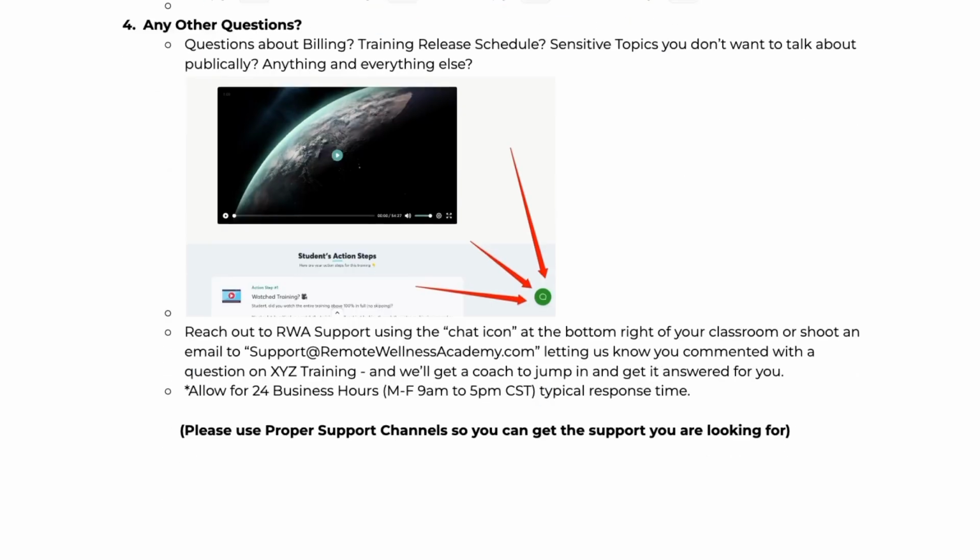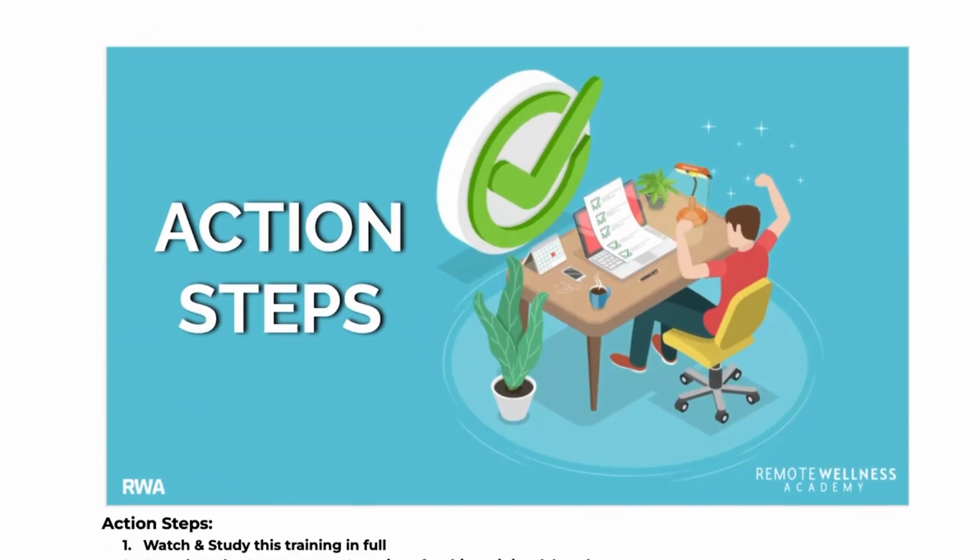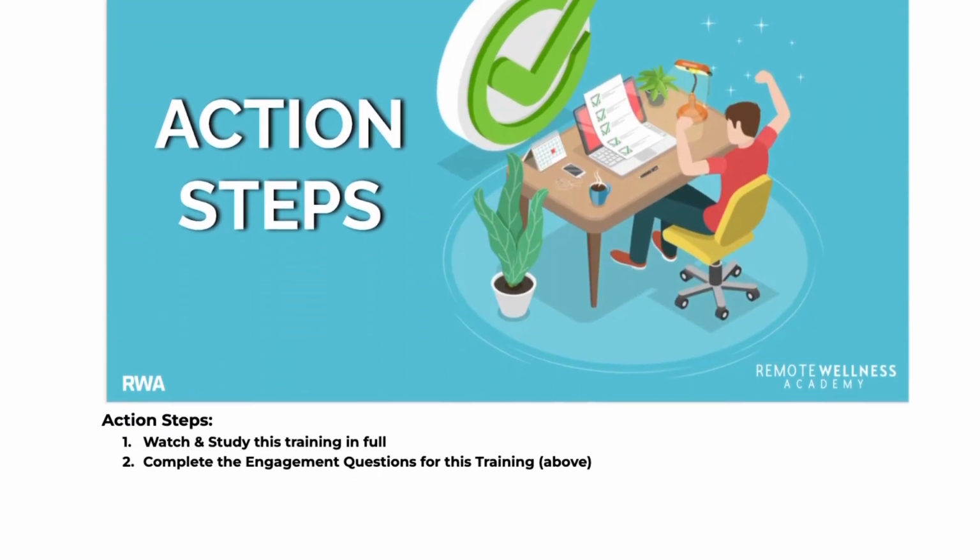In terms of your action steps, very straightforward because this is a bridge training. Number 1, watch and study this training in full. And number 2, complete the engagement questions for this training as well. With that being said, we're going to very quickly and very soon get into the Action Time as we start to close out your entire certification process. It's very, very exciting, and I can't wait for you to get through all of that.